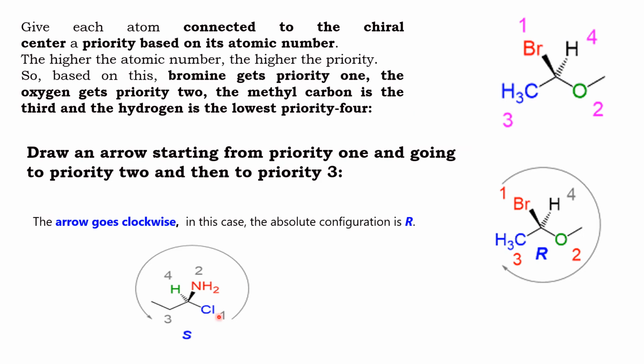Now take this example. In this example, this is the asymmetric carbon atom and we have nitrogen, chlorine, carbon, hydrogen. The highest priority is to chlorine. Second priority is to nitrogen. Third priority is to carbon. So our eyes move from chlorine, nitrogen to carbon in the anti-clockwise direction. Hence this molecule is a sinister or S isomer. You got it? Take down.